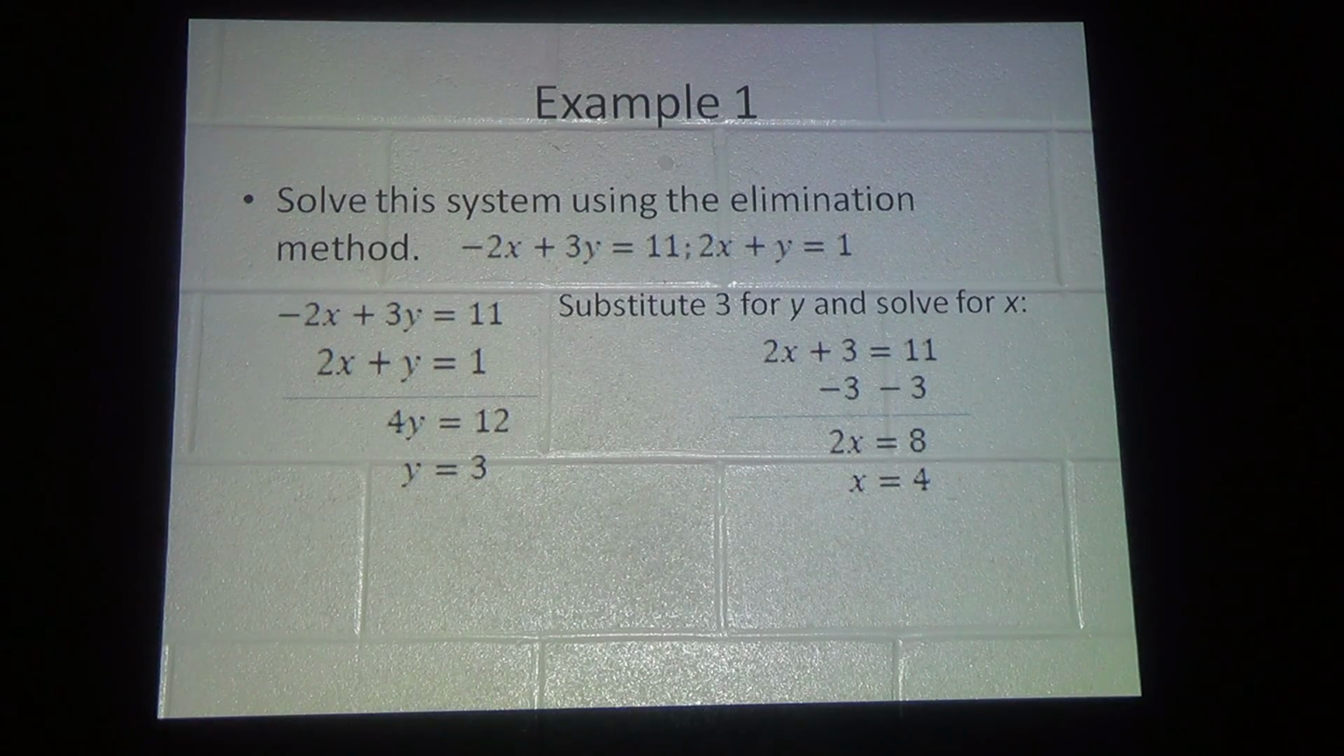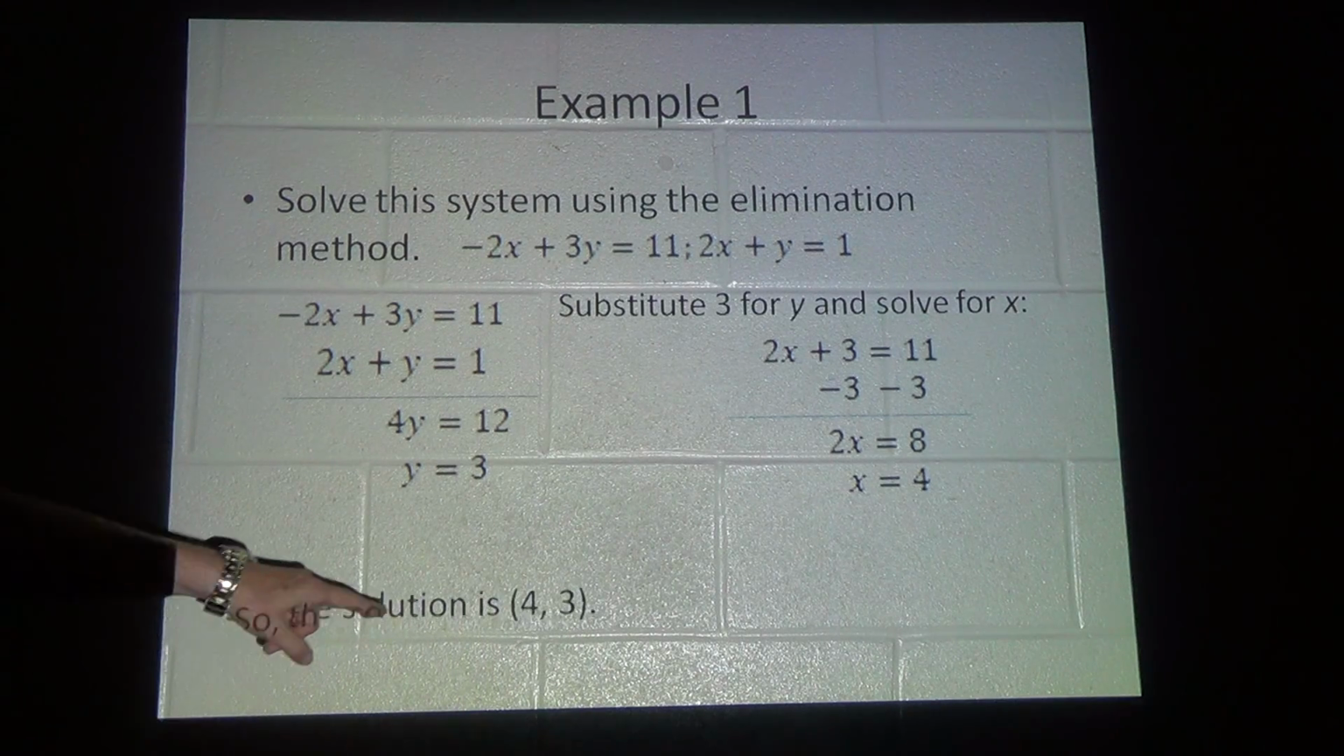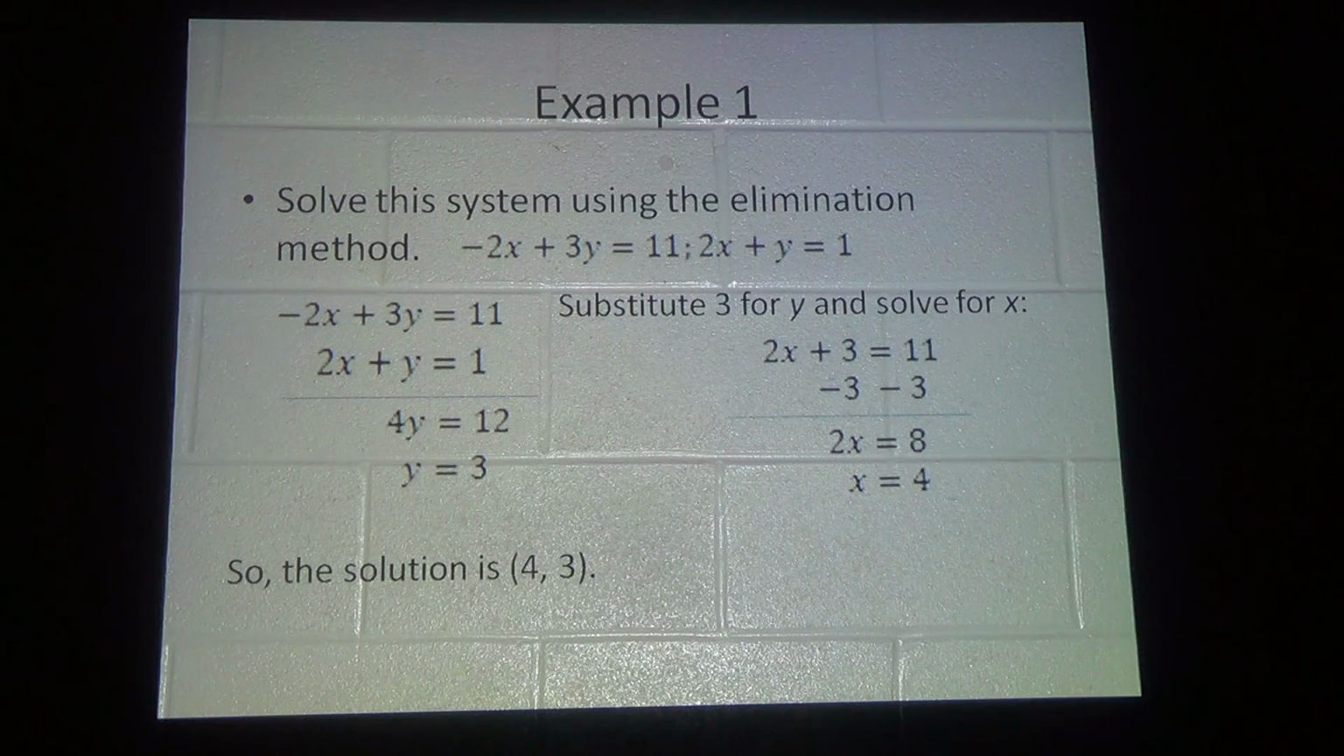So the solution to this system of equations is the point (4, 3). If we graph these two lines, we will find that they cross at the point (4, 3).